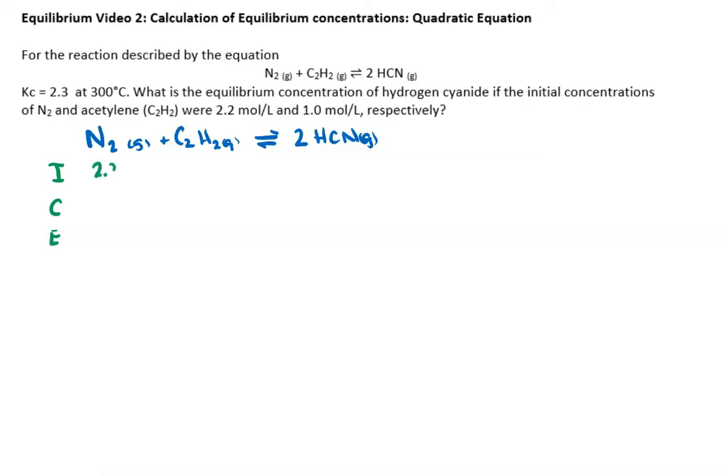equilibrium concentration. So now we are given our initial concentrations of our two reactants, but we weren't given any for our product. So we would assume it's 0.